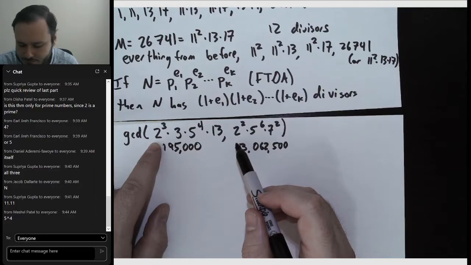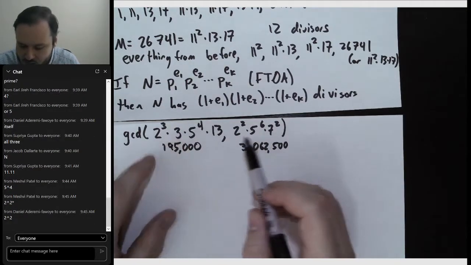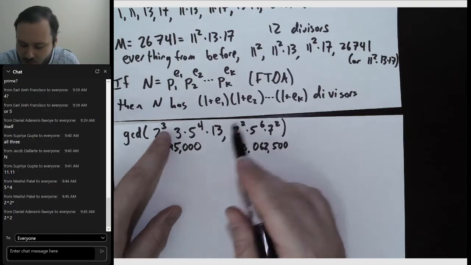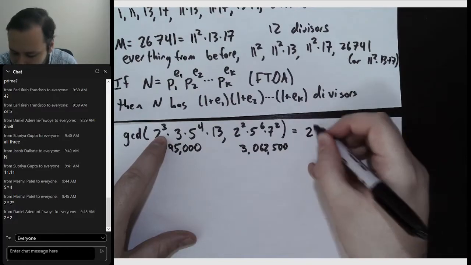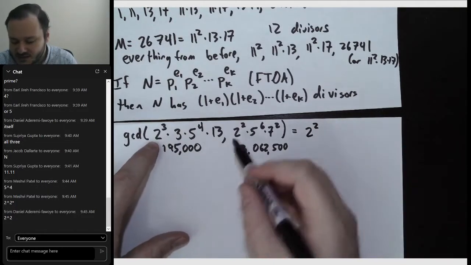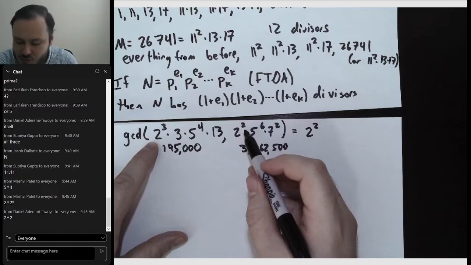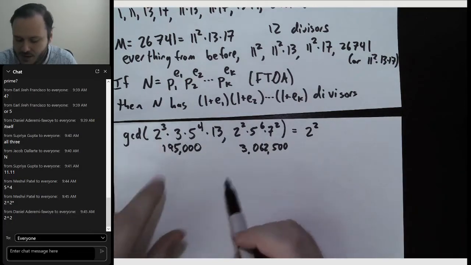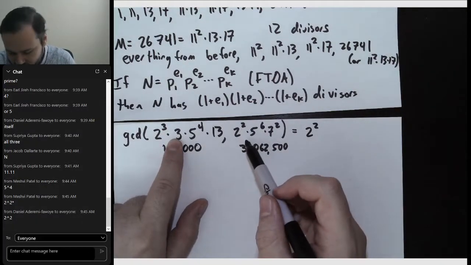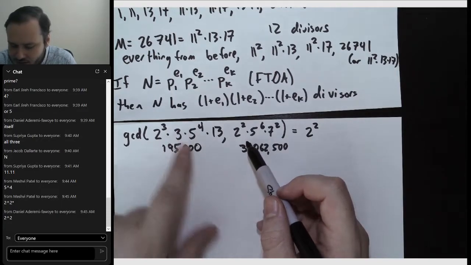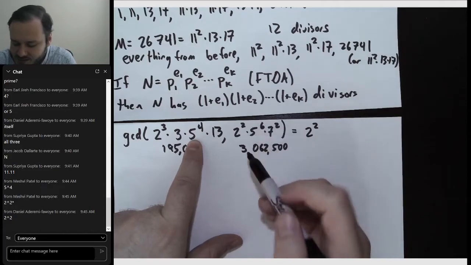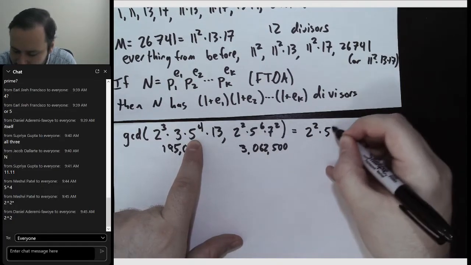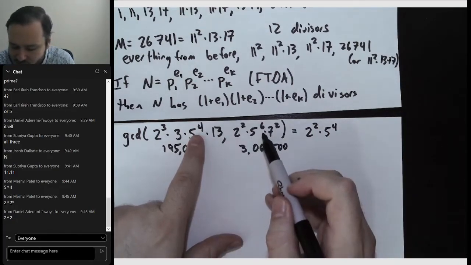They both have two powers of 2 in them. Right? This has 3 copies. This has 2 copies. So 2 copies show up twice. This one has a 3 and this one doesn't. This one has 4 copies of 5. And this one has 6 copies of 5. So they share 4 copies of 5.